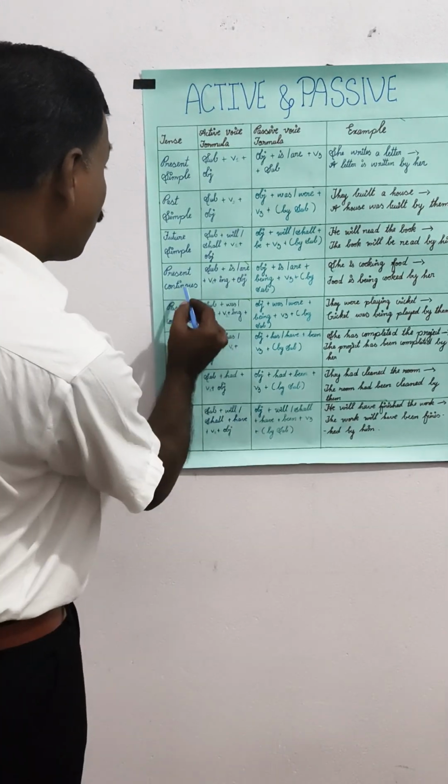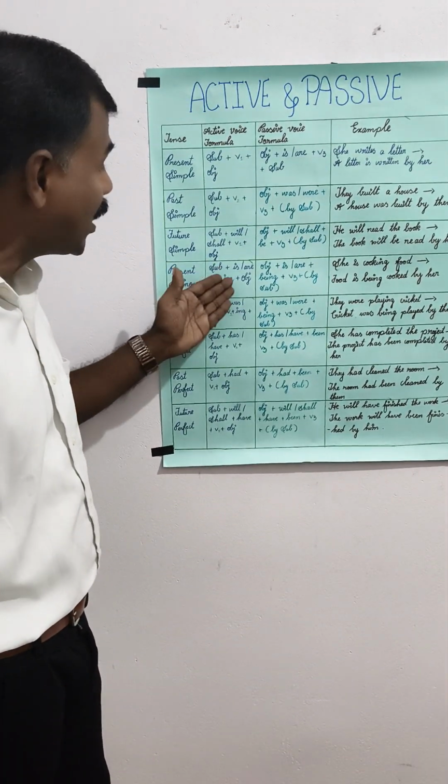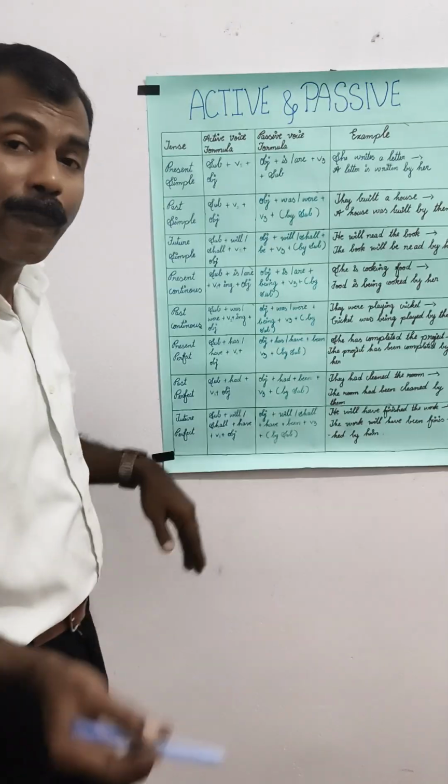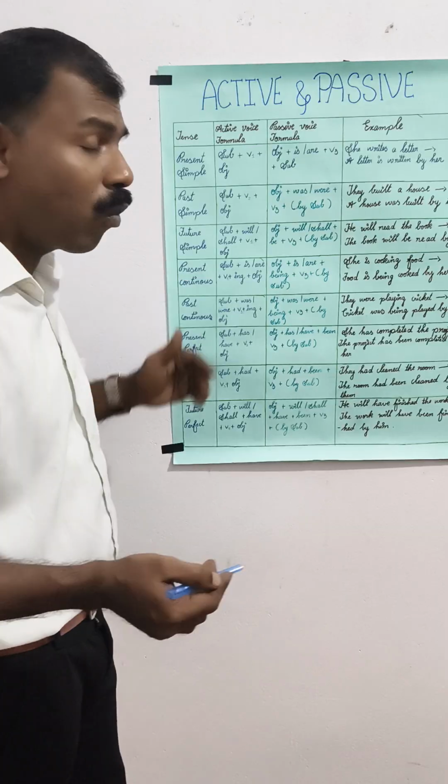Next you can see present continuous tense. Present continuous tense, you know, subject plus is or are plus V1 plus ing plus object. That is a formula.